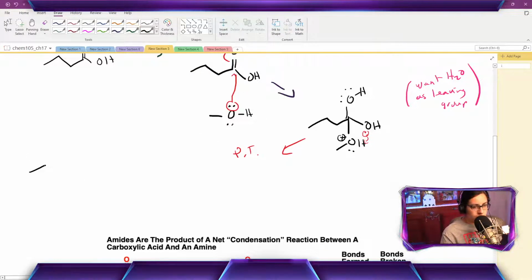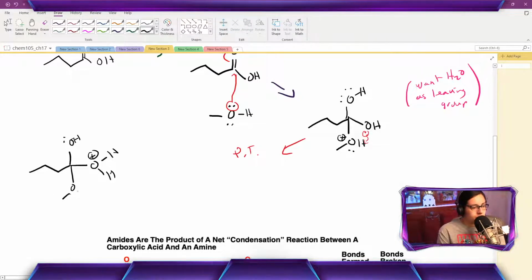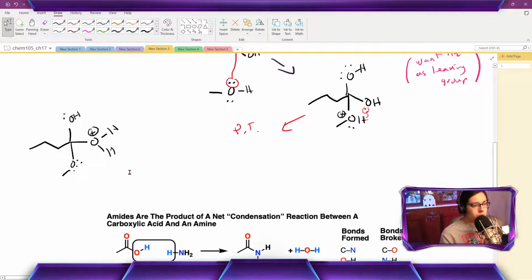And so now let's redraw our structure. This was formerly the OH on our carboxylic acid, and now it has another proton. This is fine, so now it's just an alcohol group there. And I should have drawn this to show our lone pairs. And so water can leave as our carbonyl reforms.